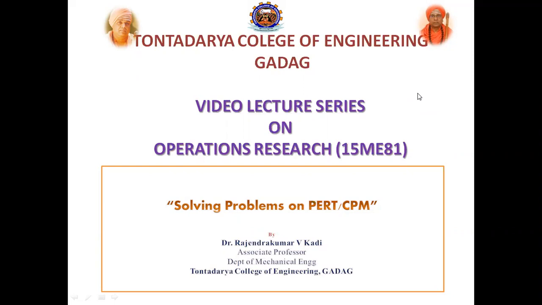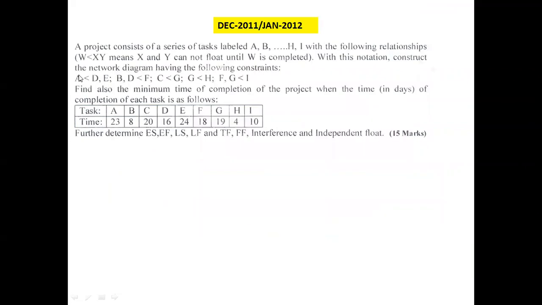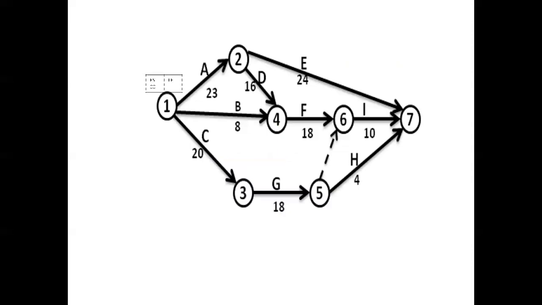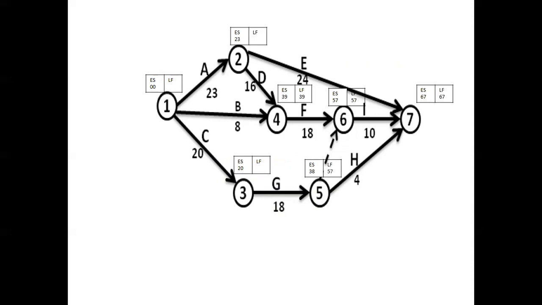In the previous session, we solved one problem from the previous question paper, where the precedence relationship among the different activities was given in a different method. In this fashion, the constraint or the precedence relationship among the activities A to I has been given, and based on that, we drew the network diagram and found earliest start, latest start, latest finish, all those things. And finally, we calculated the total float and free float.